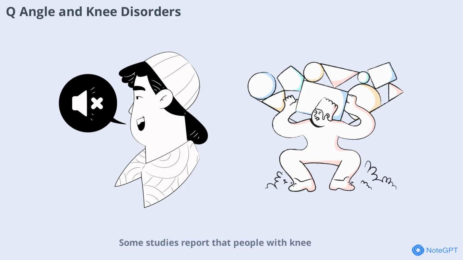Some studies report that people with knee pain or deformities have higher Q angles, while others find significant overlap between symptomatic and asymptomatic groups. Interestingly, not everyone with a high Q angle develops knee issues, and some with lower angles still experience pain. Factors such as muscle strength, limb alignment, and body mass also play a role. This suggests that the Q angle is just one piece of a much larger puzzle when it comes to knee health. It's important to consider individual differences and other risk factors rather than relying solely on the Q angle for diagnosis or treatment decisions.